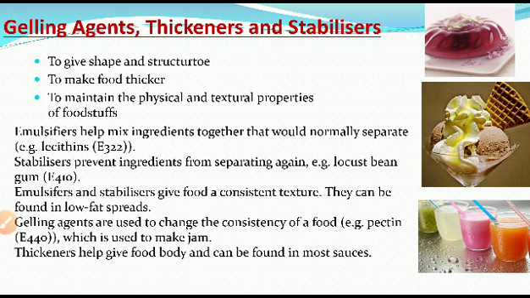Next is the gelling agent, thickener and stabilizer. What is the function of these? These are used to give shape and structure. You can see the jelly and ice cream. Here these foods have different shapes. You can give them a different attractive shape because of the thickening agent, gelling agent and stabilizer. They are also used to make the food thicker and to maintain the physical and textural properties of the foodstuff.